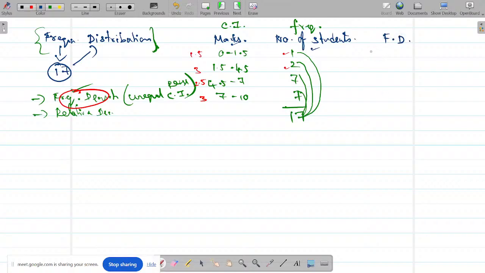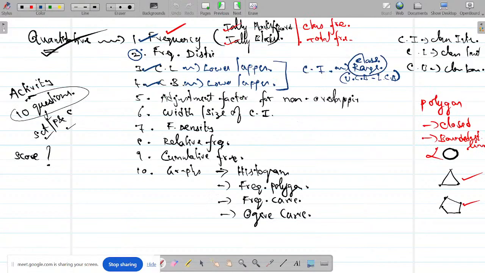What is frequency density? You take the class frequency divided by the width of the class interval. What do you mean by width? The range, the class range. So please make a note here. The class range has another name called width or size of class interval. It need not be same for all. It may differ on a case to case basis. Call this width or size of class interval.